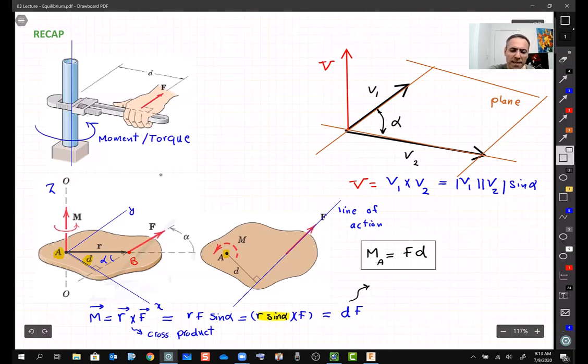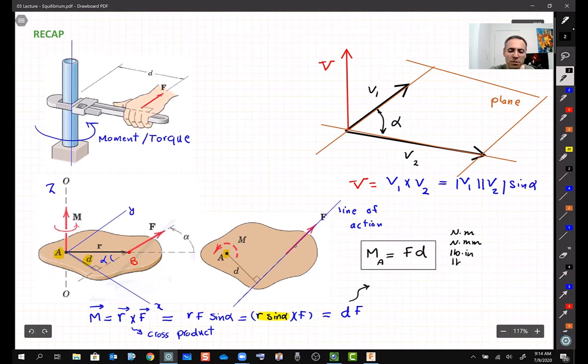And also we said that, remember, the unit for force is Newton or pound, and for distance it can be inch, centimeter, millimeter, and so on. So the unit for moment can be Newton meter, Newton millimeter, Newton centimeter, or pound inch, pound foot, and so on, right? And also we decided on a convention, so then we can understand each other better, right?